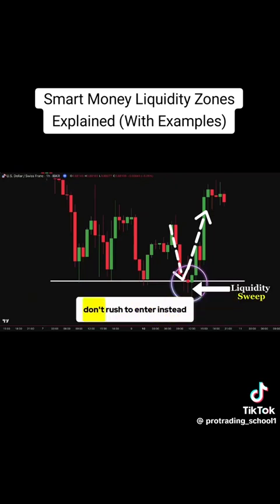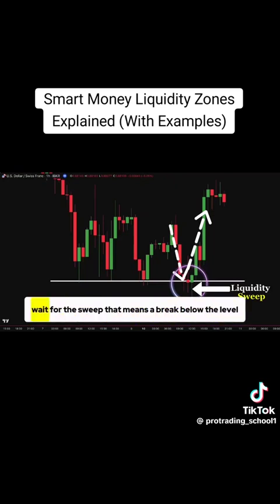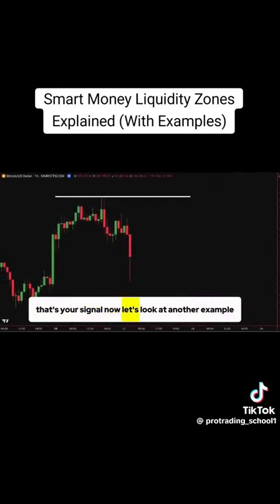So when you spot a level that meets these traits, obvious, multiple rejections, and a swing low or high, don't rush to enter. Instead, wait for the sweep. That means a break below the level, followed by a strong close back above. That's your signal. Now let's look at another example, this time on Bitcoin versus the US dollar on the hourly chart.